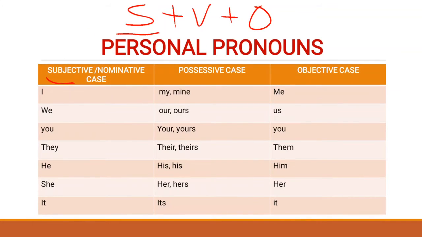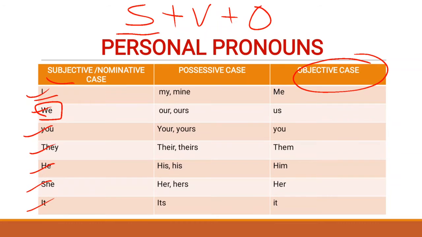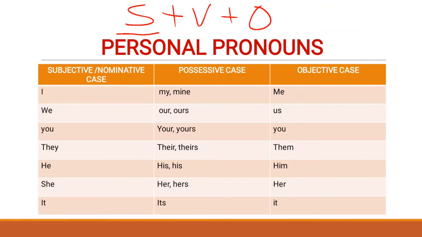So these subjective or nominative case include pronouns like I, we, you, they, he, she, and it. That means these personal pronouns are used in the beginning of a sentence. They never change their form. I will remain I, we will remain we, and so on. And let's talk about objective case. Now, what is object? Object is receiver of the action. So, any pronoun playing the role of an object in a sentence is called objective case.